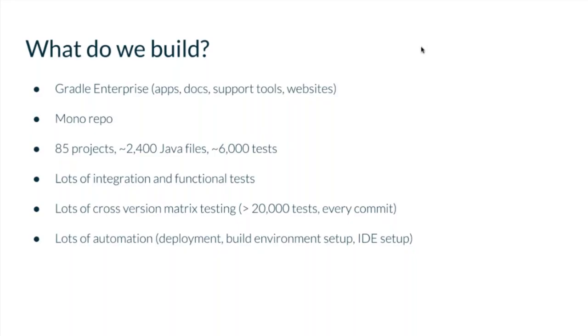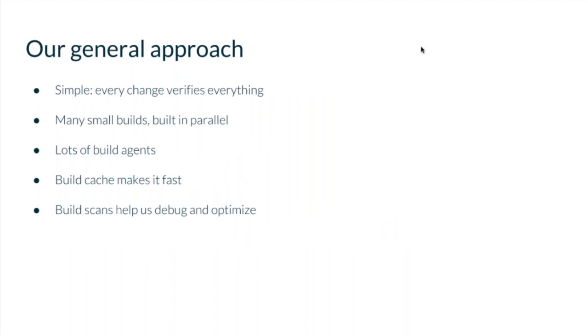And in general, we have a lot of automation in place. So all the deployments, changes, they are deployed automatically to different environments. Also, build environments themselves are set up in an automated fashion, and we also have the automated IDE set up. So Luke, why don't you give a bit of an overview of our general approach to CI?